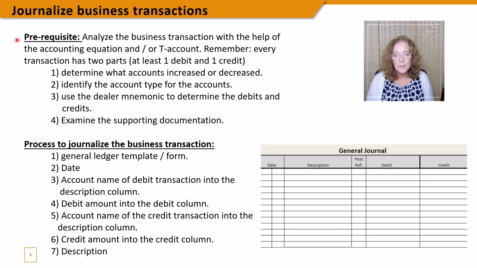There are prerequisites for journalizing the business transactions of the business. First, you analyze the business transactions with the help of two tools that we talked about, the accounting equation and the T-accounts. That's helpful because you're just getting started. Later, as an accountant, you would likely only use these tools for very complicated accounting transactions. So first, analyze the transaction. You do that by first determining what accounts increased or decreased, then identify the account types for the accounts, and after that, use the DEALER mnemonic to find the debits and credits. That will tell you how to record the transaction.